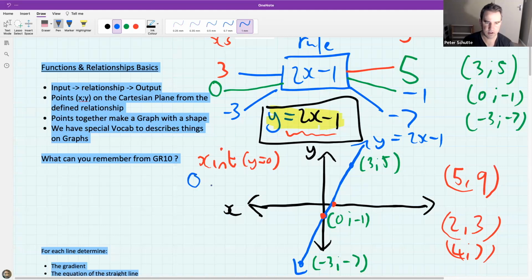So we get 0 is equal to 2x minus 1. If I bring the 1 across, I get 2x. If I divide both sides by 2, I get that this coordinate over here is going to be a half, 0. And that coordinate, or this mini relationship, is called the x-intercept. This one over here is called the y-intercept. And these are two important points when we talk about straight line graphs.